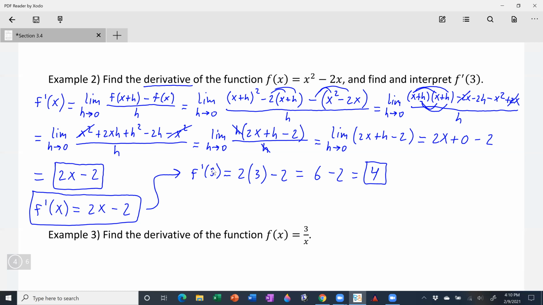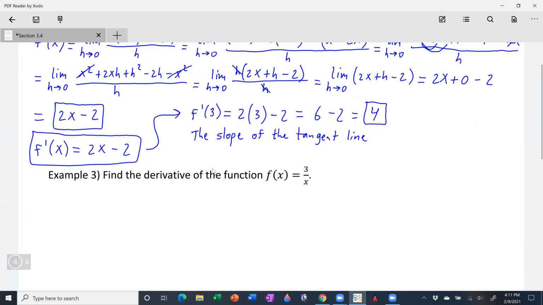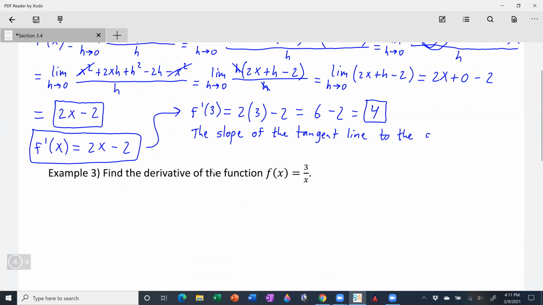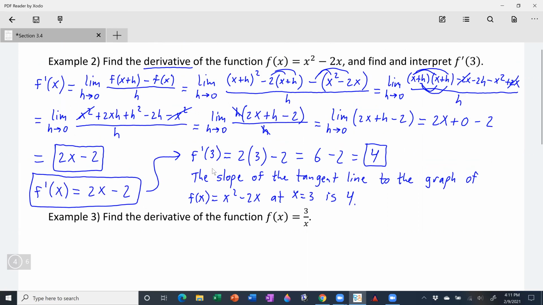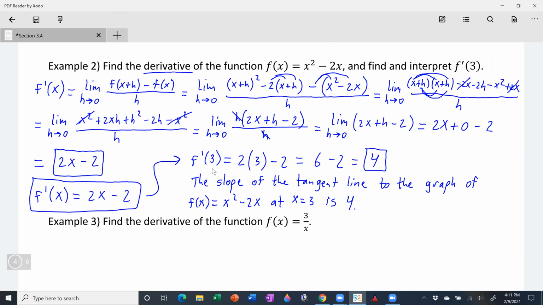What is this 4? Okay, so the slope of the tangent line to the graph of f of x equals x squared minus 2x at x equals 3 is 4. So that's the way that we can interpret this. The slope of the tangent line to the graph of that function at x equals 3 is 4. So we don't even need to graph this, but we already know what the slope of the tangent line would be. Okay.